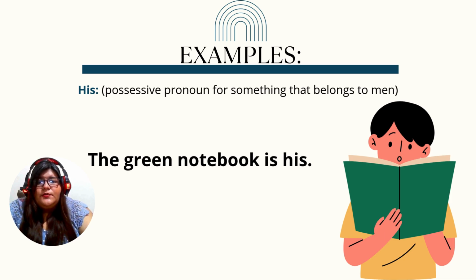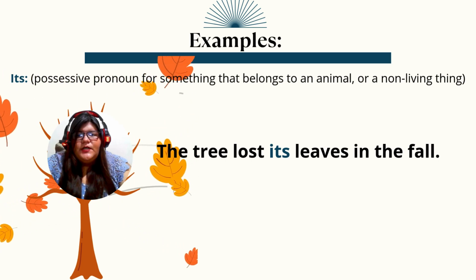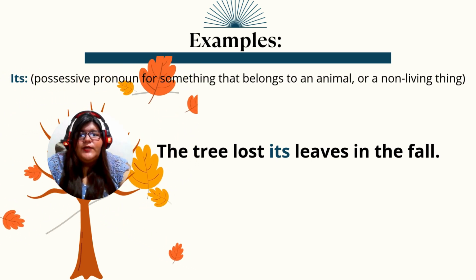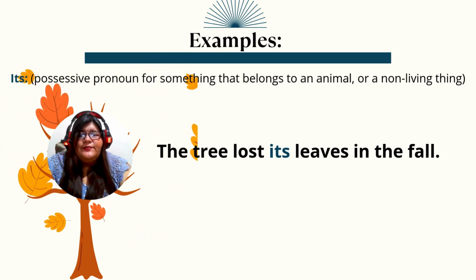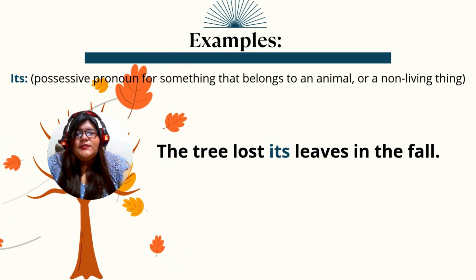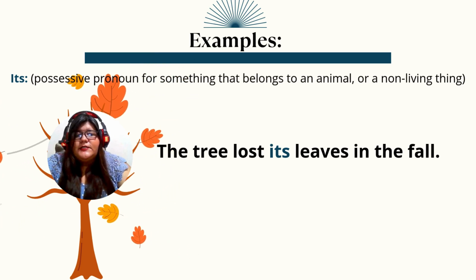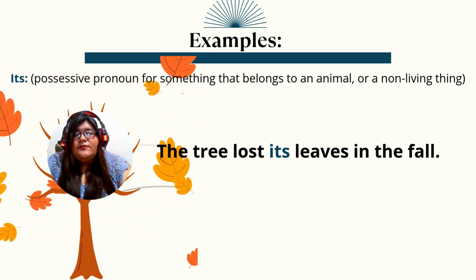The green notebook is his, you see, the one that he's holding or reading. The green notebook is his. That means that this notebook belongs to him. Then we have the possessive pronoun its. Its is a possessive pronoun for something that belongs to an animal or a non living thing. Do you remember I said you could use it with animals, with things or objects that don't have life, right?